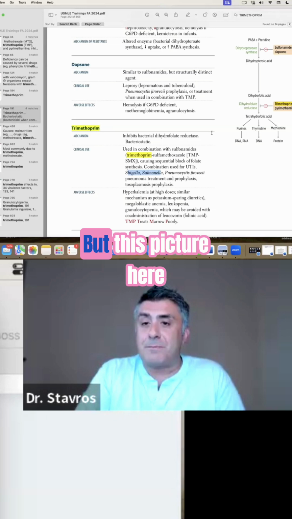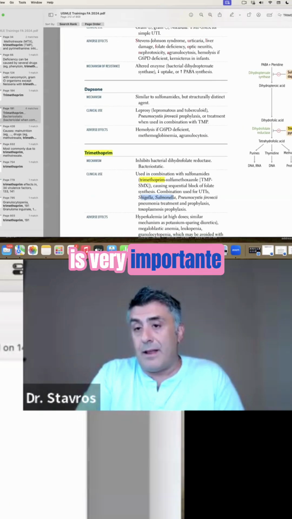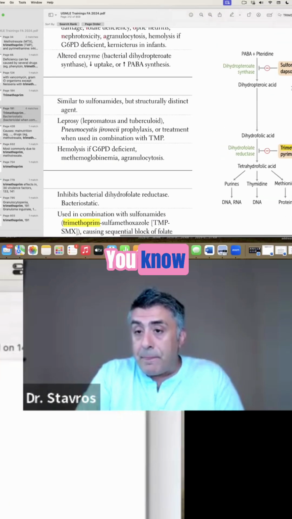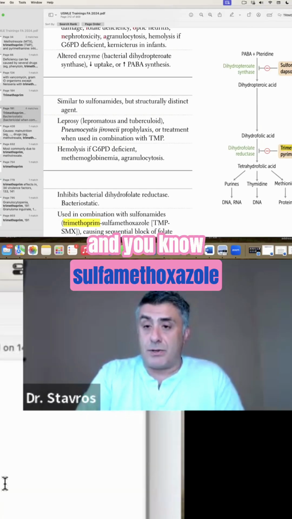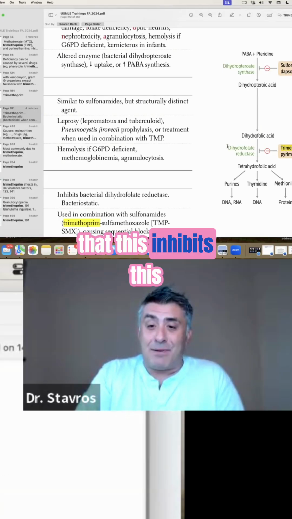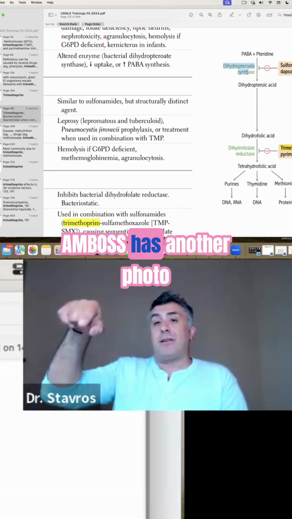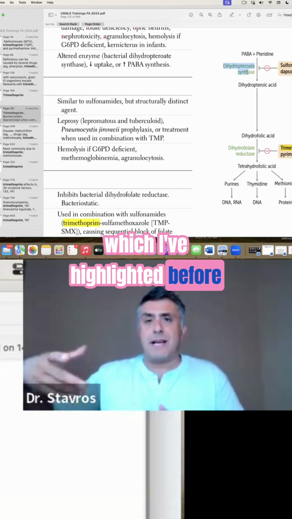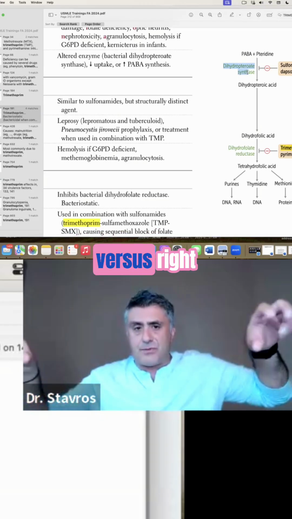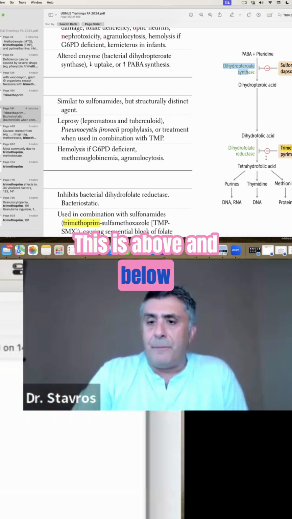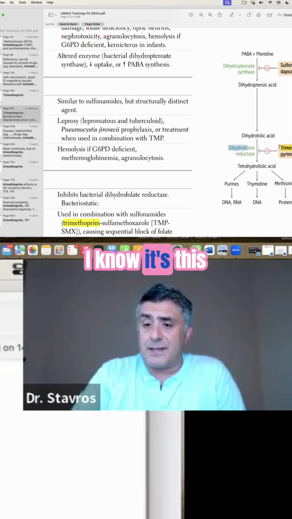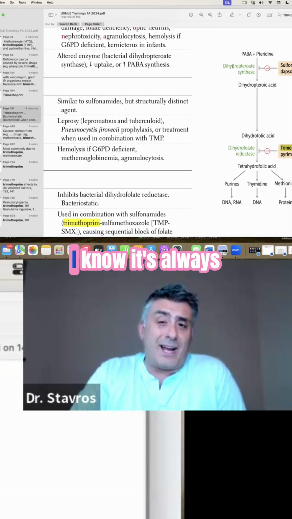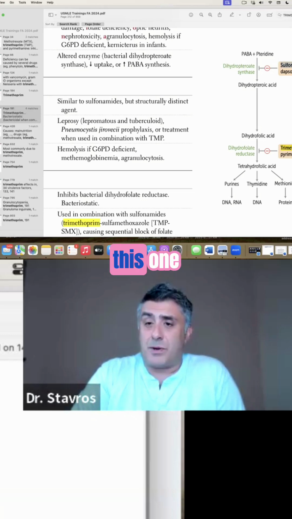Who knows? But this picture here is very important. You know trimethoprim and you know sulfamethoxazole. But did you know that this inhibits this and this inhibits this? AMBOSS has another photo, which I've highlighted before. It's actually pretty cool. It's like a left versus right; this is above and below. When I see dihydrofolate, I know it's this. When I see dihydropteroate, I know it's always this one.